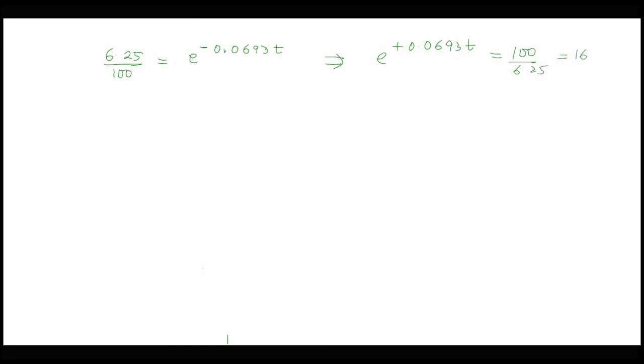From here I can calculate the value of t. We can write it as 0.0693t is equal to ln 16. So we have taken log on both sides, and from here I can calculate the value of t as 40 seconds. So the value of t will come out to be 40 seconds.